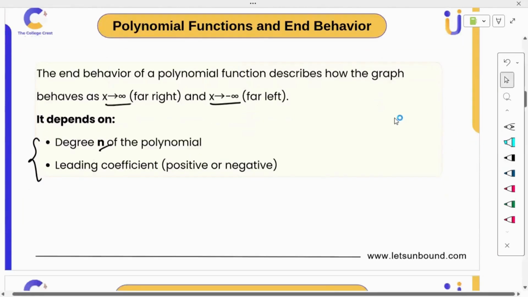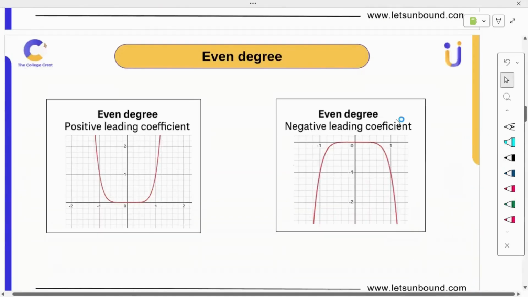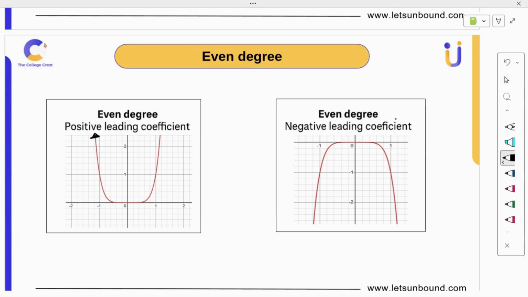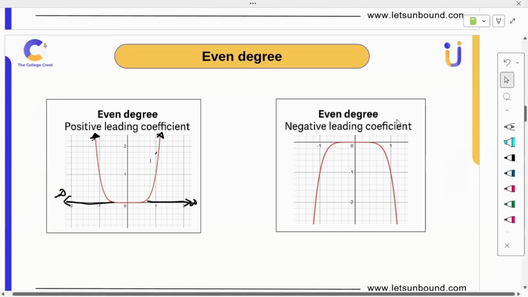So let's get deeper into this. What if we have an even degree? The degree is basically either even or odd. If you have an even degree and a positive coefficient, both ends go upward. As x tends to positive infinity, your graph will grow up, and as x tends to negative infinity, it still goes up. But an even degree with a negative leading coefficient will be the opposite version of it, so it will go down on both ends.